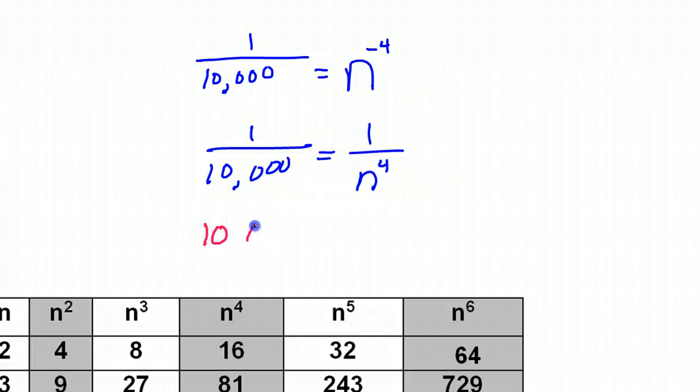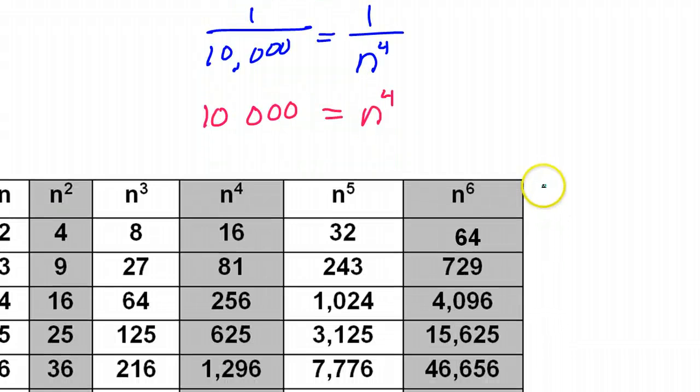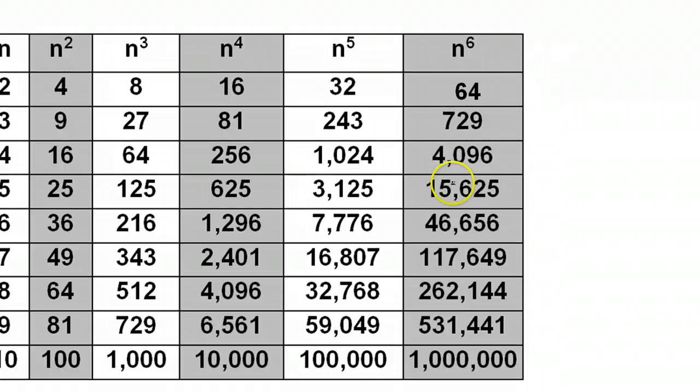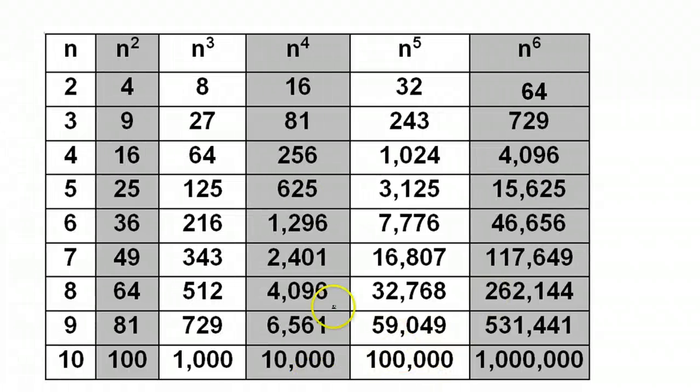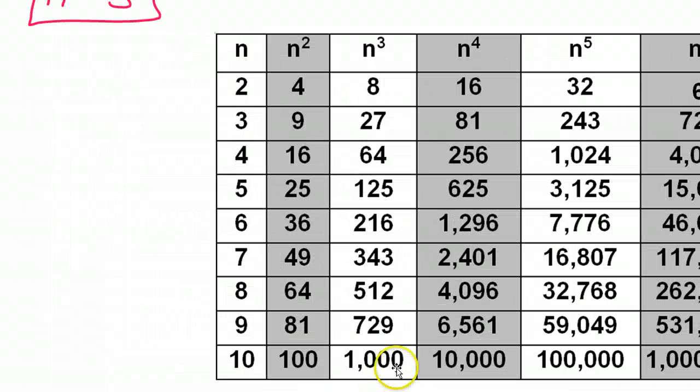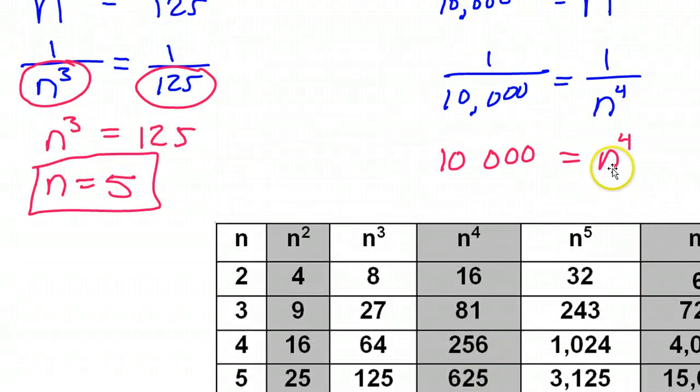So, 10,000 must equal n to the 4th power. So what to the 4th power gives you 10,000? I bet you can guess. Okay, 4th power, 10,000. Oh, look, 10. 10 to the 4th power gives you 10,000. Okay, so that means n is 10.